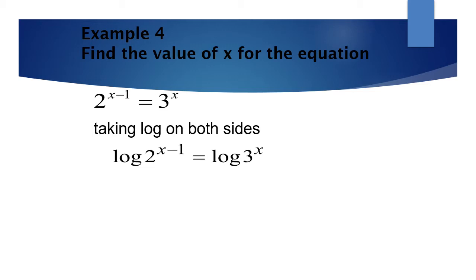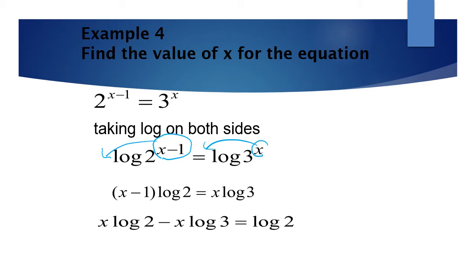So directly we can use the calculator. So how to solve for this one? We just have to apply the law, where the power can become the coefficient of the log. So what we have later is x minus 1 log 2 is equal to x log 3. So how to solve for x? We have to group the x together. So we expand everything, and we have x log 2 minus log 2 equal to x log 3.